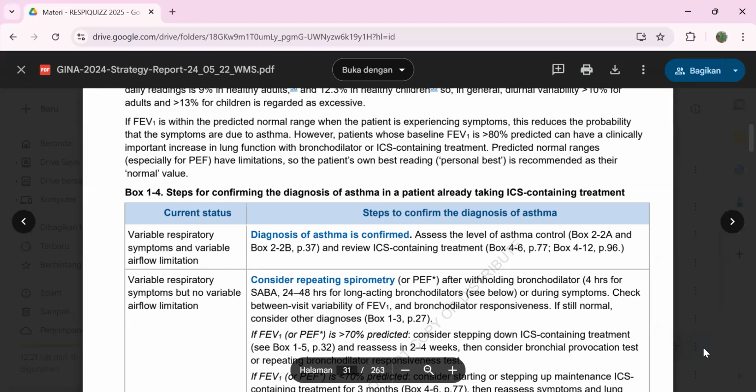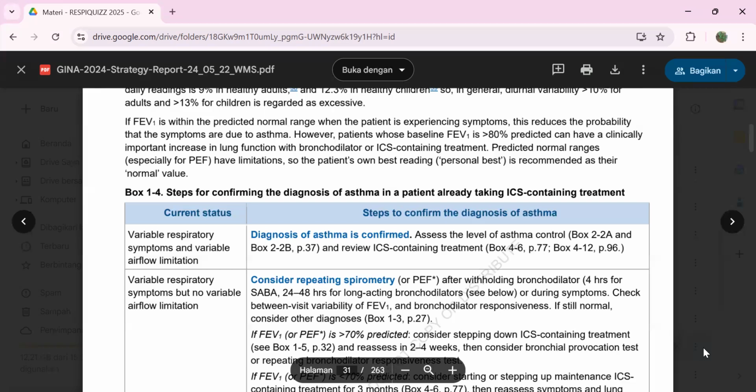Current status and steps to confirm the diagnosis of asthma. Variable respiratory symptoms and variable airflow limitation: diagnosis of asthma is confirmed. Assess the level of asthma control and review ICS-containing treatment. Variable respiratory symptoms but no variable airflow limitation: consider repeating spirometry or PEF after withholding bronchodilator (4 hours for SABA, 24 to 48 hours for long-acting bronchodilator) or during symptoms. Check between-visit variability of FEV1 and bronchodilator responsiveness. If still normal, consider other diagnoses.